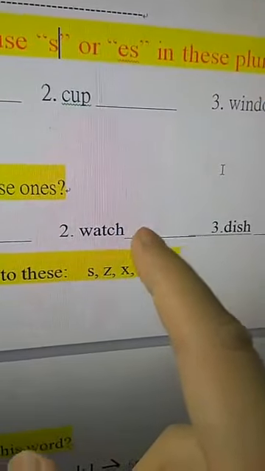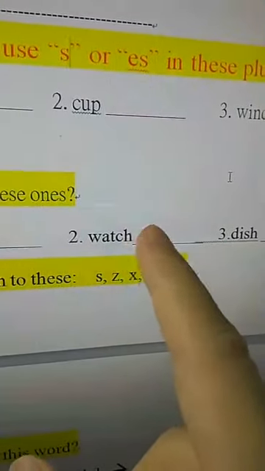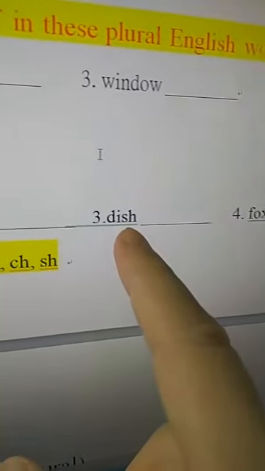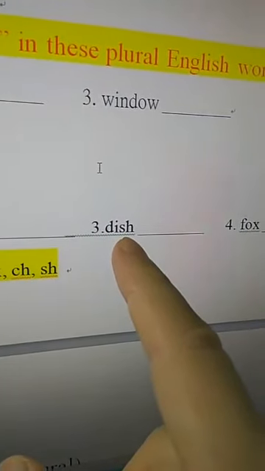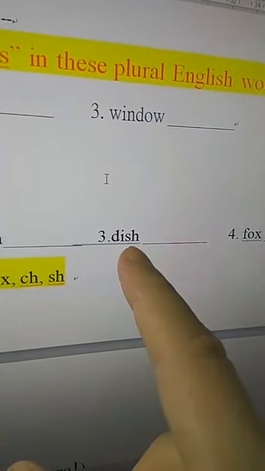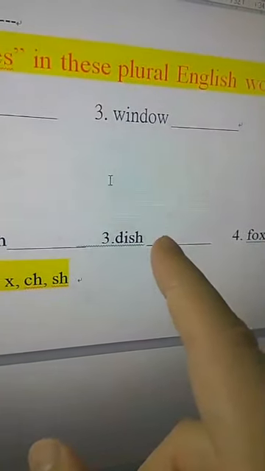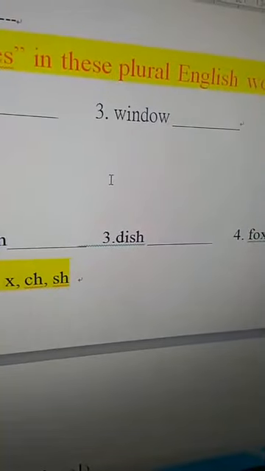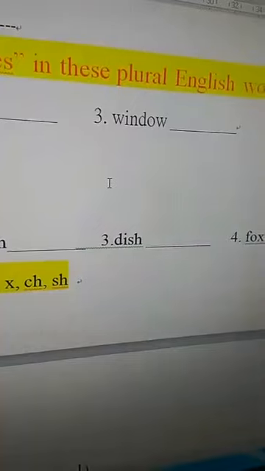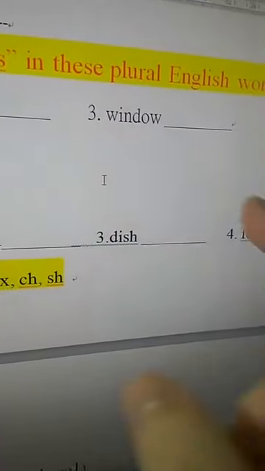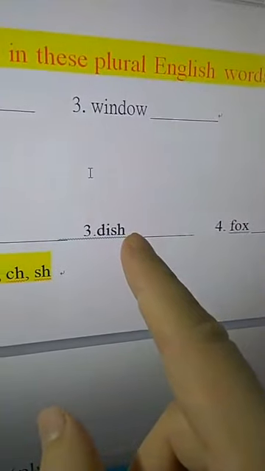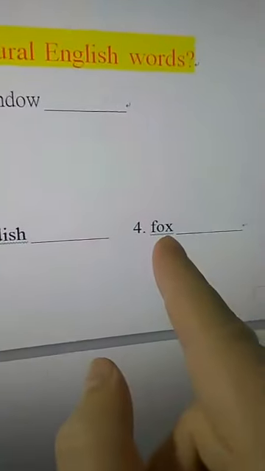That's right. Watches. Very good. How about the word dish? What's the plural form of dish? You're right. Dishes. And my friends, pay attention to the pronunciation. It's like "iz", dishes. Okay, dishes. How about the word fox?